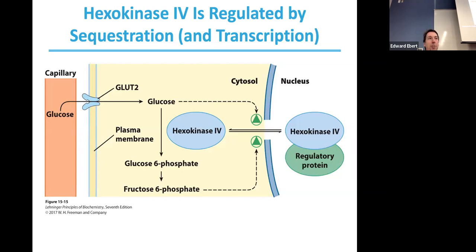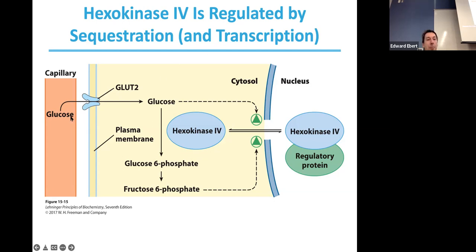So for our purposes, hexokinase 4 is more interesting because it's in response to glycolytic flux from maybe our diet. We bring in more glucose, or we have an absence of glucose, so we can turn it off and turn it on, or speed it up and slow it down is more accurate. It's regulated by sequestration and also by transcription.